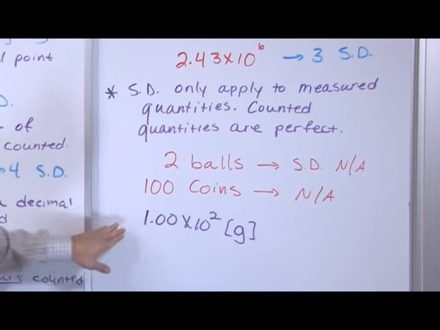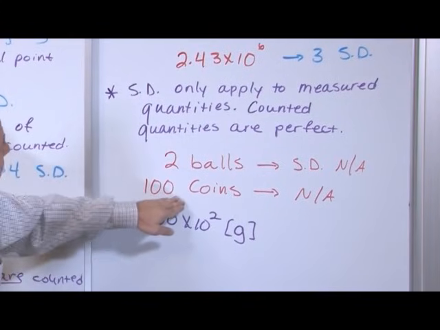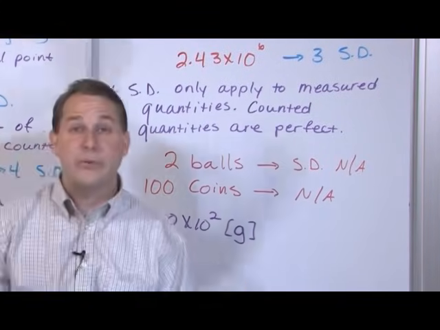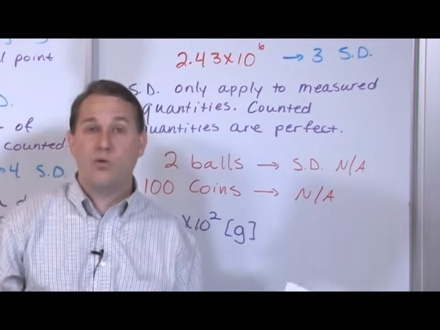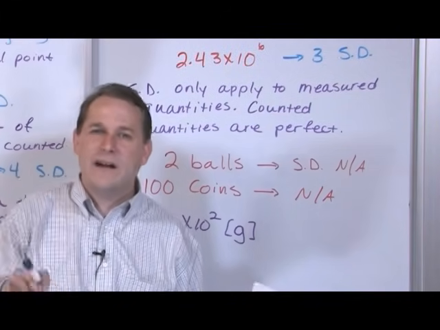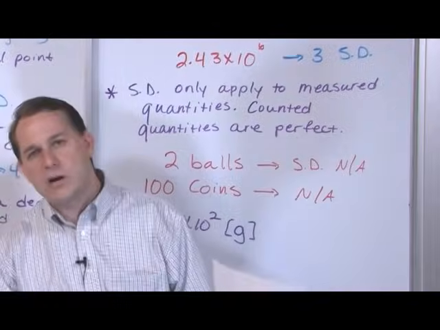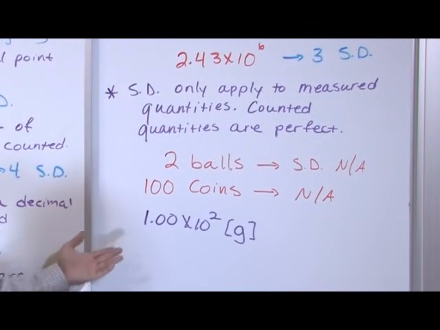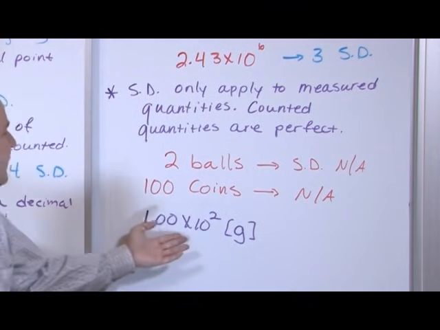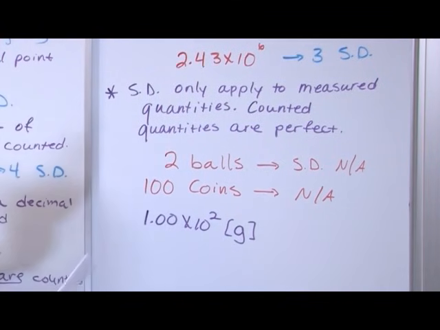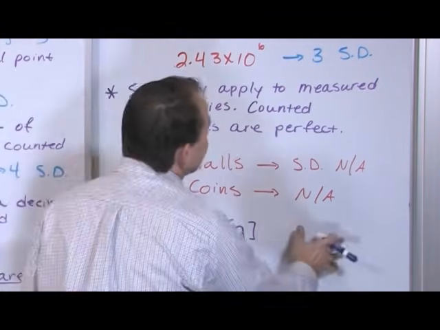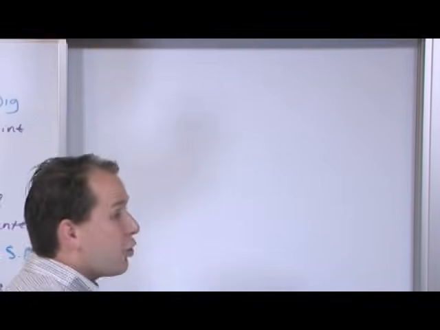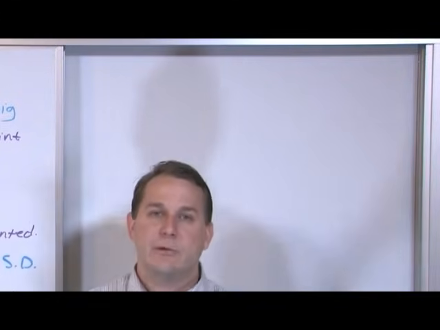But to remove any ambiguity, if you have a number like 100 with some trailing zeros and no decimal point, maybe you have 300 grams of something, maybe 20 grams of something, we're not sure if that 0 is significant. So it's better to write it in scientific notation if you have to. And we're going to do an example to show you that in a minute. Now these are the rules that we use to determine how many significant digits a number has.